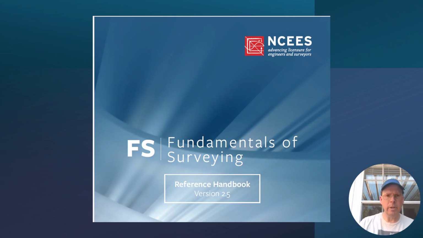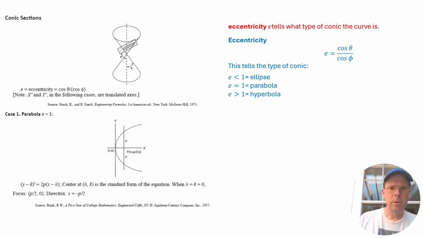Okay, let's go ahead and go to the next set of equations in our reference book. You come up to these conic sections. Like this first part here, e is equal to eccentricity equals cosine theta over cosine phi. It's shown in these sections here. Note x and y in the following cases are translated axes. Eccentricity e tells you what type the conic curve is.